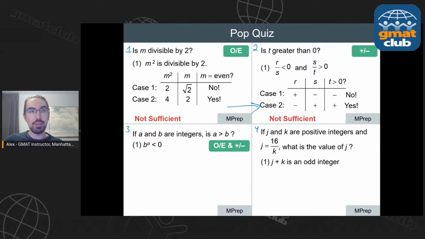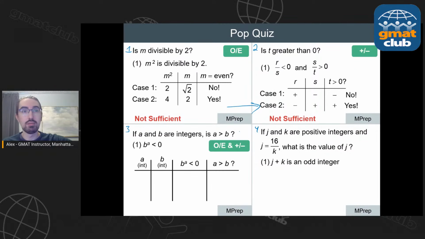All right, getting more not sufficients here. And again, we can prove the not sufficiency by getting 2 cases, right? Would look like this. We have an A and a B. How do we get B to the A to the 8th power less than 0? Well, we can try A is 1 and B is -1. That works. A is greater than B. We can keep B the same, make A a different value to also have a valid case in which A is not greater than B. And there we go, not sufficient.